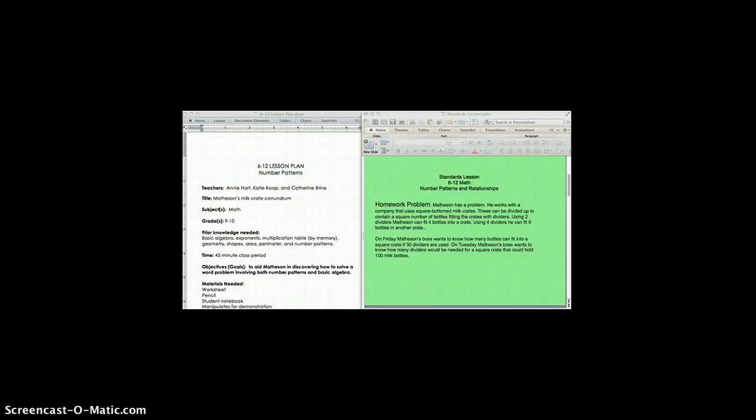At this point, we have used the patterns we've discovered to answer both sections of the homework problem. Section 1's answer is 256 bottles will fit in a crate with 30 dividers. Section 2's answer is 18 dividers will be used in a crate that holds 100 milk bottles. The overall goal of this lesson was to use basic algebra and number patterns to discover patterns between the two in a given homework problem.